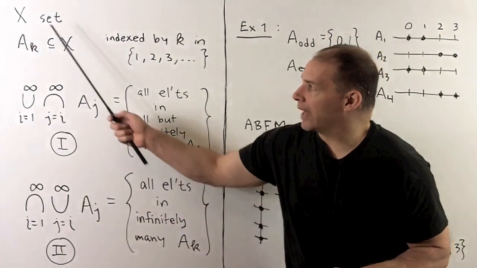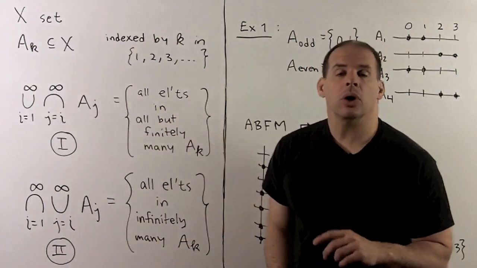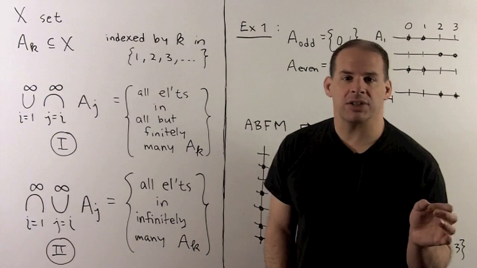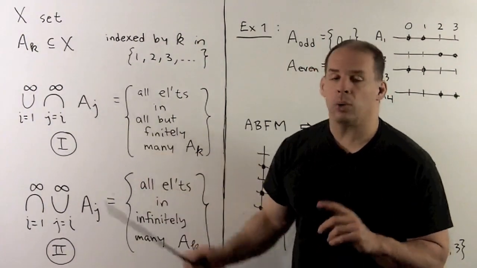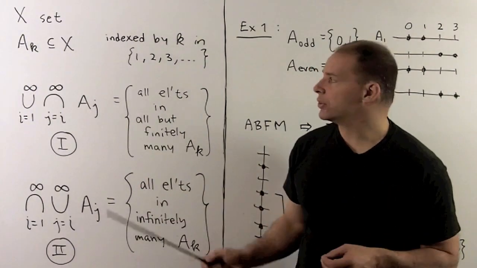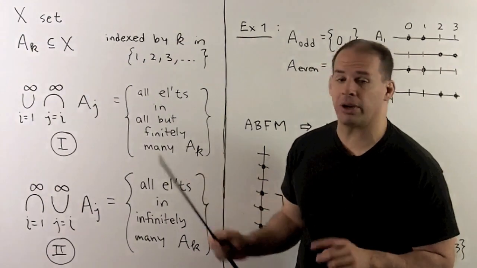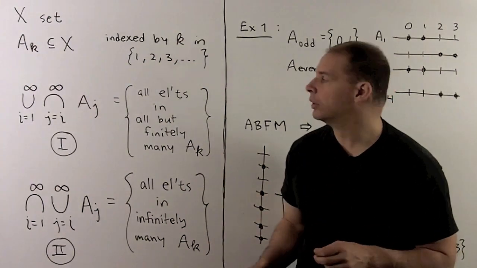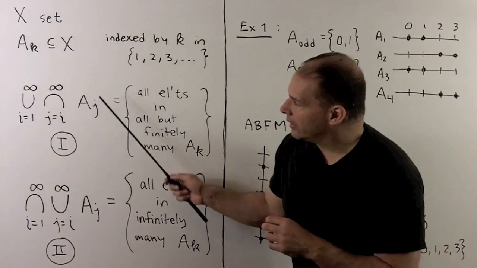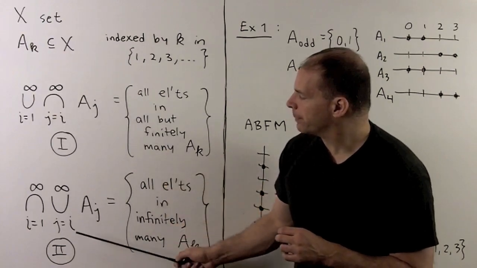Now, start with X, it's going to be a set. We'll have a family of subsets of X, call it A sub k, where k is in the natural numbers. So we'll have A sub 1, A sub 2, A sub 3, and so on. We'll have these two set constructions.